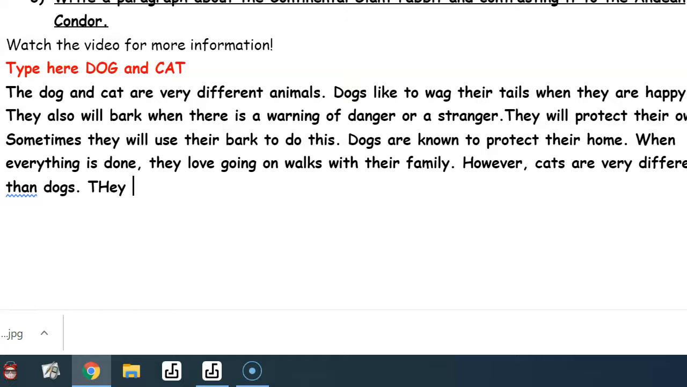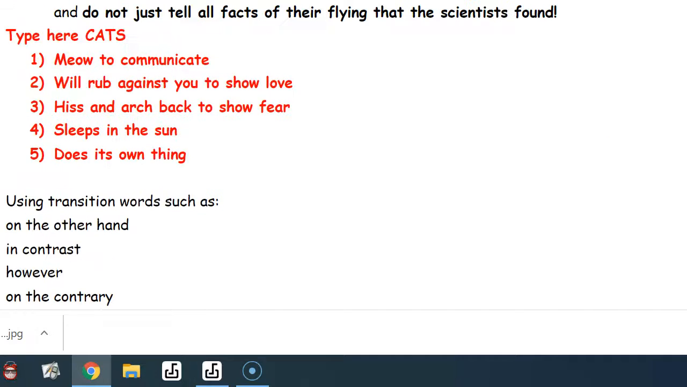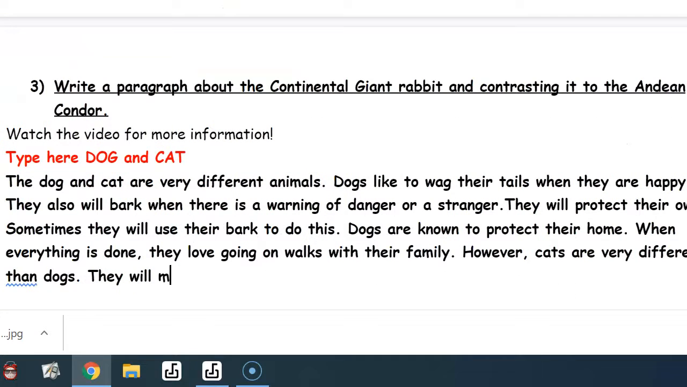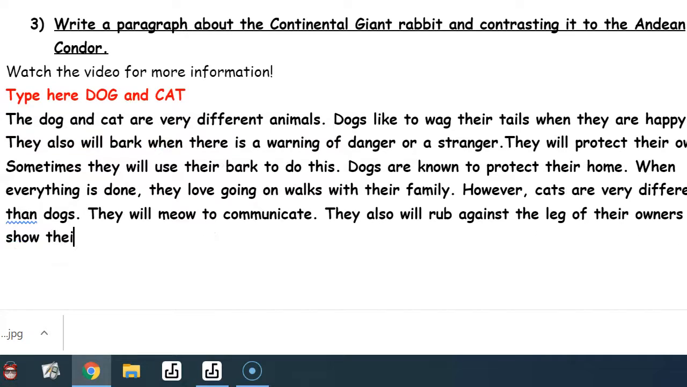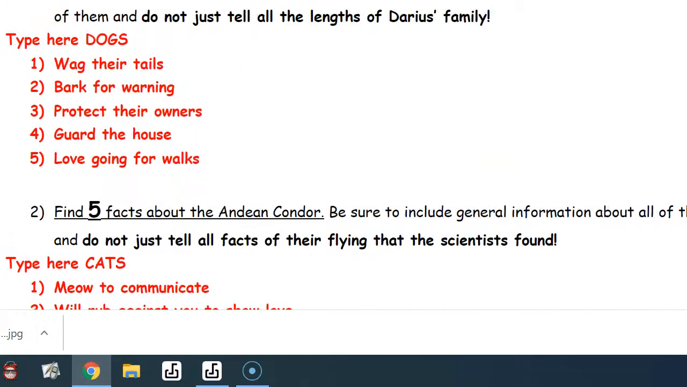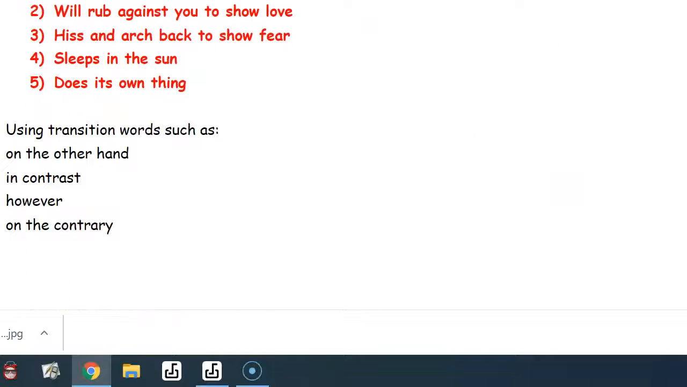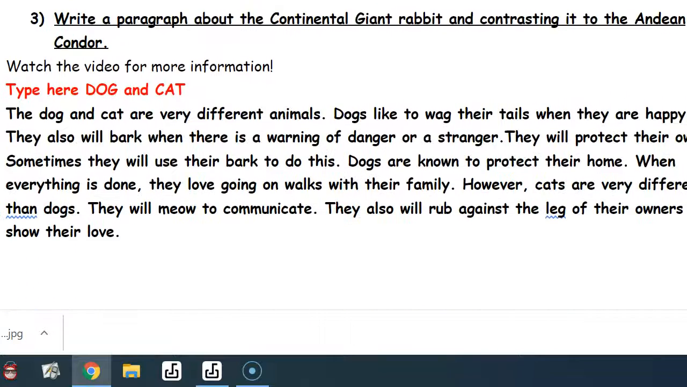They will rub. Is it the first one, rub? I think the first one is rub. Oh, they will meow. They will meow to communicate. They also will rub against the leg of their owners to show their love. Or to get attention, isn't it? Yeah. To show their love and get attention.